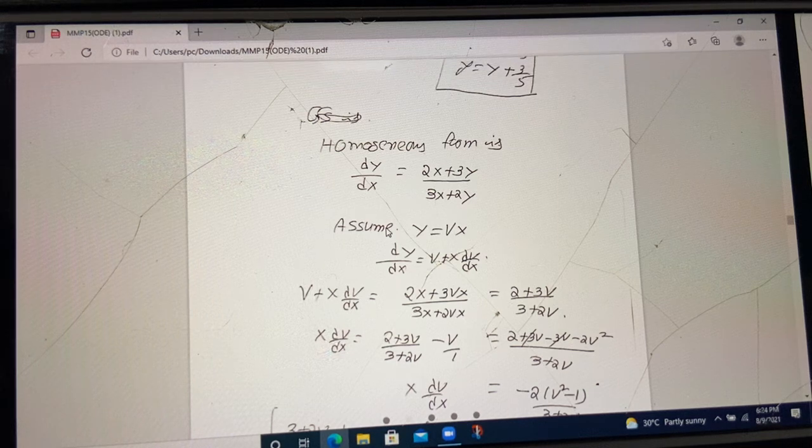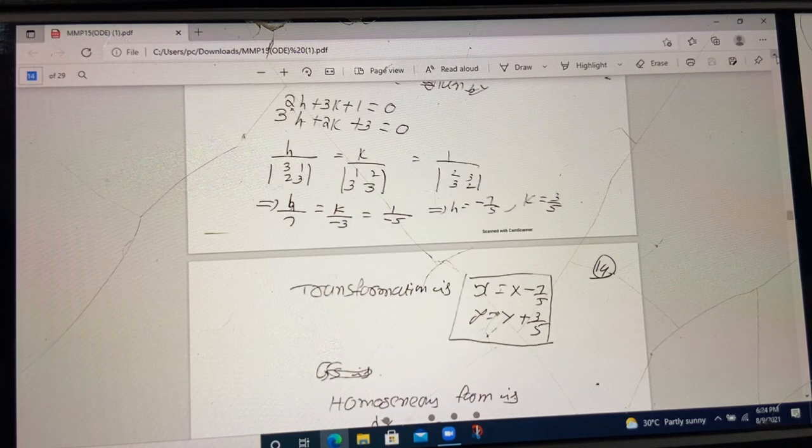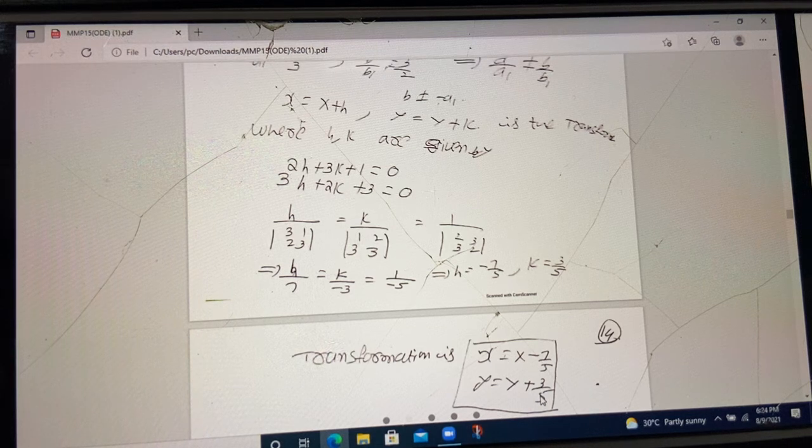How to solve? If you are asked to write the homogeneous form, what are h and k? Instead of h and k, you may be given alpha and beta. x equals X plus alpha, y equals Y plus beta. What should be alpha and beta so that the equation reduces to homogeneous?